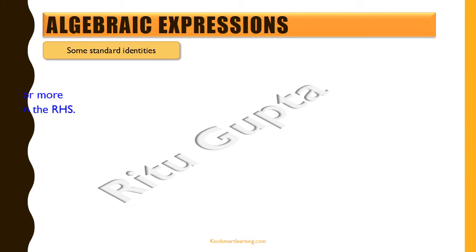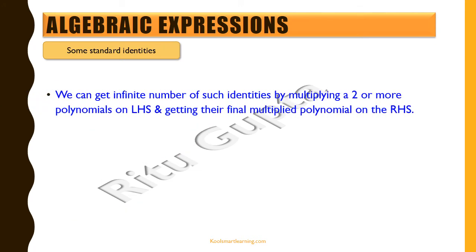Now the important point here is, if this is an identity, we can get an infinite number of such identities by just multiplying 2 or more polynomials on the left hand side. If you go to the previous one, x plus 1 multiplied by x plus 2 equal to x squared plus 3x plus 2 is simply a multiplication performed on 2 polynomials, and whatever the result is will always be true. So you could get any number of such identities by putting 2 or more polynomials on the left hand side and the multiplied result, or you could say the final product polynomial, on the right hand side.